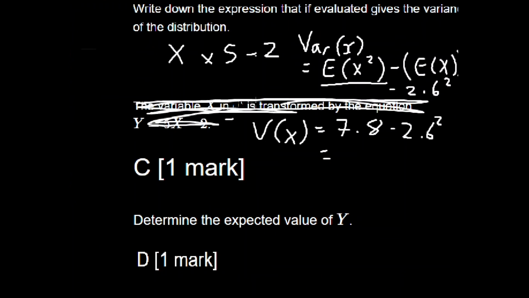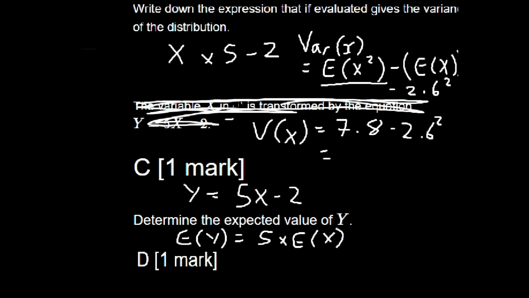So now this one says determine the expected value when we have y is equal to 5x minus 2. What's nice and easy is that for every movement that we make, the expected value of y is going to be just 5 times the expected value of x, minus 2. So super simple. Grab your value of 2.6 here and put it in. So it's equal to 5 times 2.6 minus 2.